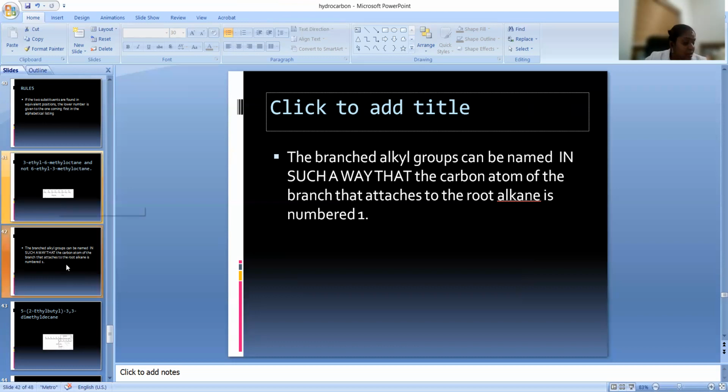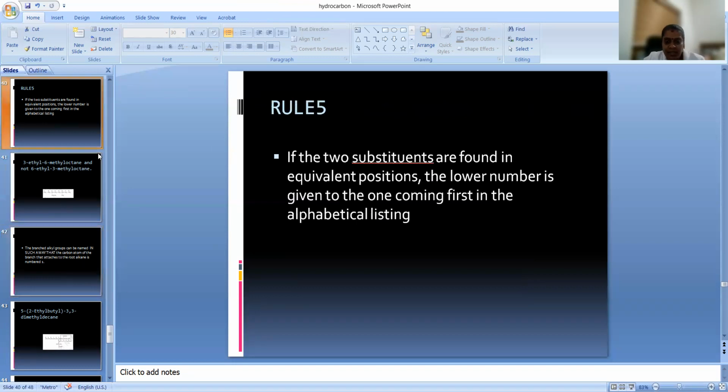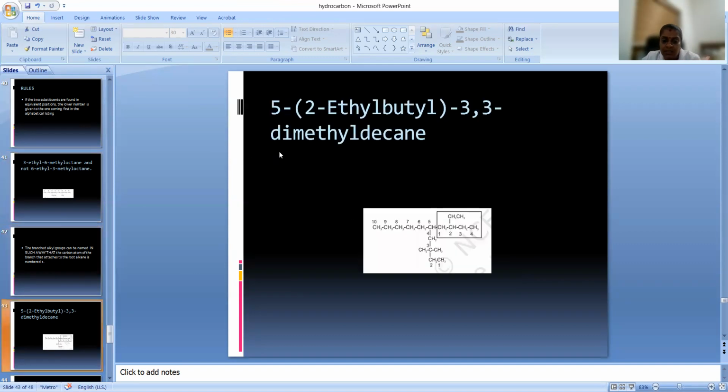Okay. So if you see this particular case, this is attaching. This is a branch, but this branch is a big branch, so we have to name it. Okay, branch and branches. So we will number this branch from the point of attachment to the parent. Where is the point of attachment to the parent chain? This is. Okay, so we will number from this side 1, 2, 3, 4, and then we will name it.